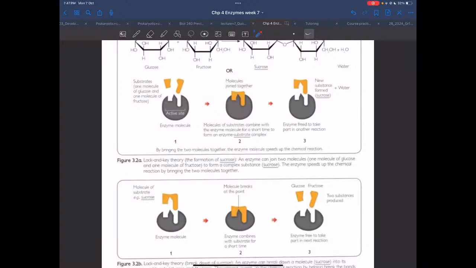So, the lock and key theory model. Think about it like that. Don't you have a lock in the door? You have maybe a closet that has a lock. You have maybe a chest that has a lock. Okay, you might have a safe that has a lock, correct? They all have different types of locks. Locks are what? Locks represent the enzyme.